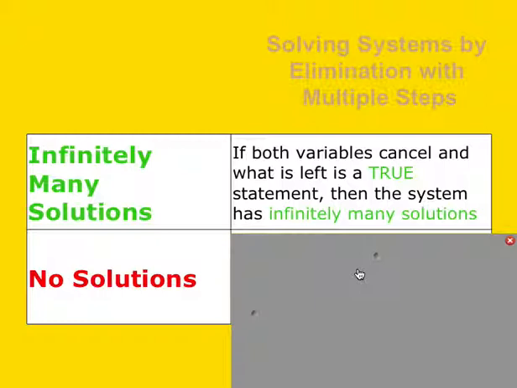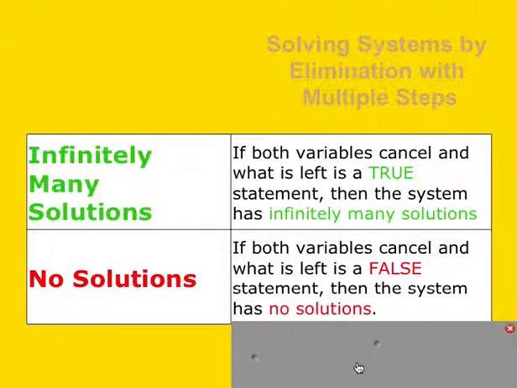So just like before, if your variables cancel and you end up with something like -6 is equal to -6 or 2 is equal to 2, then there's infinitely many solutions. Then if there's no solution, that means the variables are going to cancel out, and it's a false statement. -2 is equal to 4, 6 is equal to 2.5. If it's not a true statement, it will never be a true statement, then that means that there is no solution.